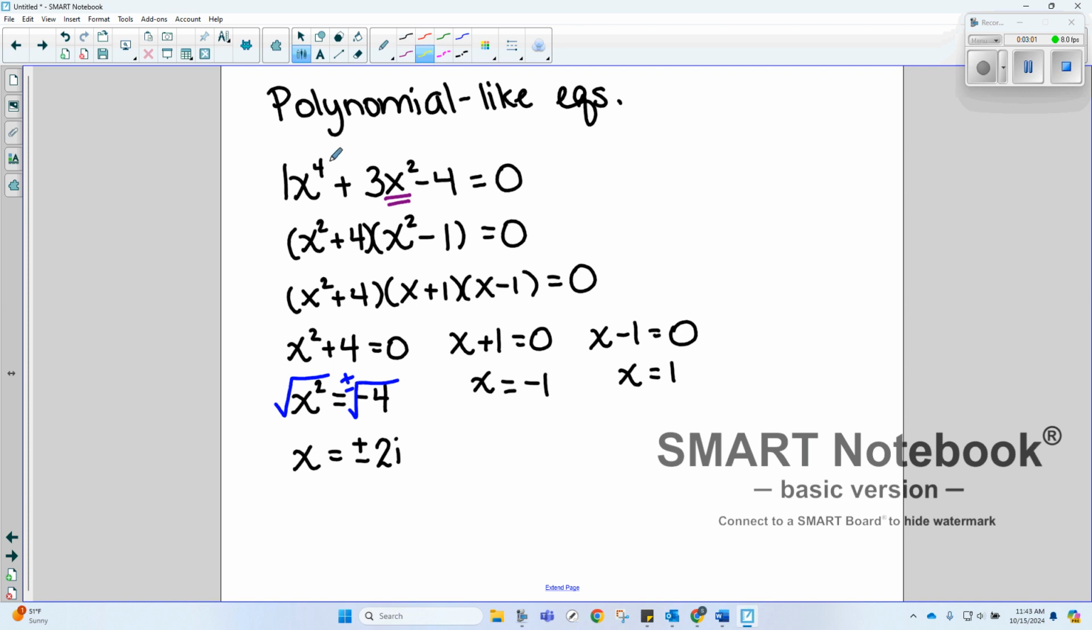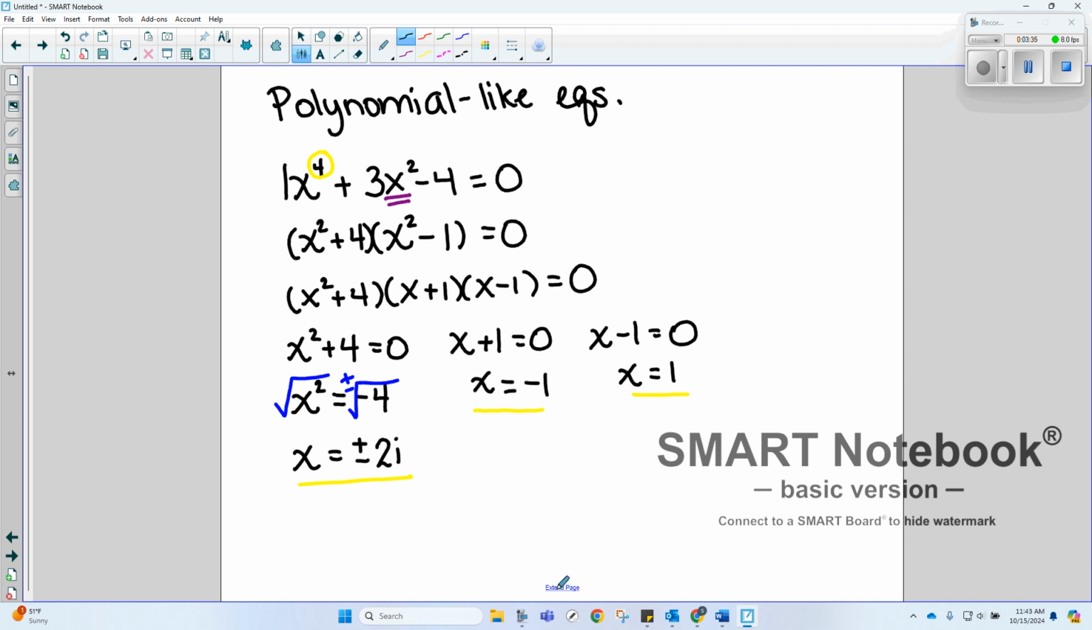When I'm dealing with a polynomial, and a polynomial is where my powers of x are all whole number values, if I have a polynomial of degree 4, I'm going to be looking for a total of 4 solutions to my equation. Positive 2i is one of them. Negative 2i is a second one. -1 is a third, and positive 1 is a fourth. I have 1, 2, 3, 4 solutions. It's always a good idea to do a quick count. Make sure you have them all before you go on.